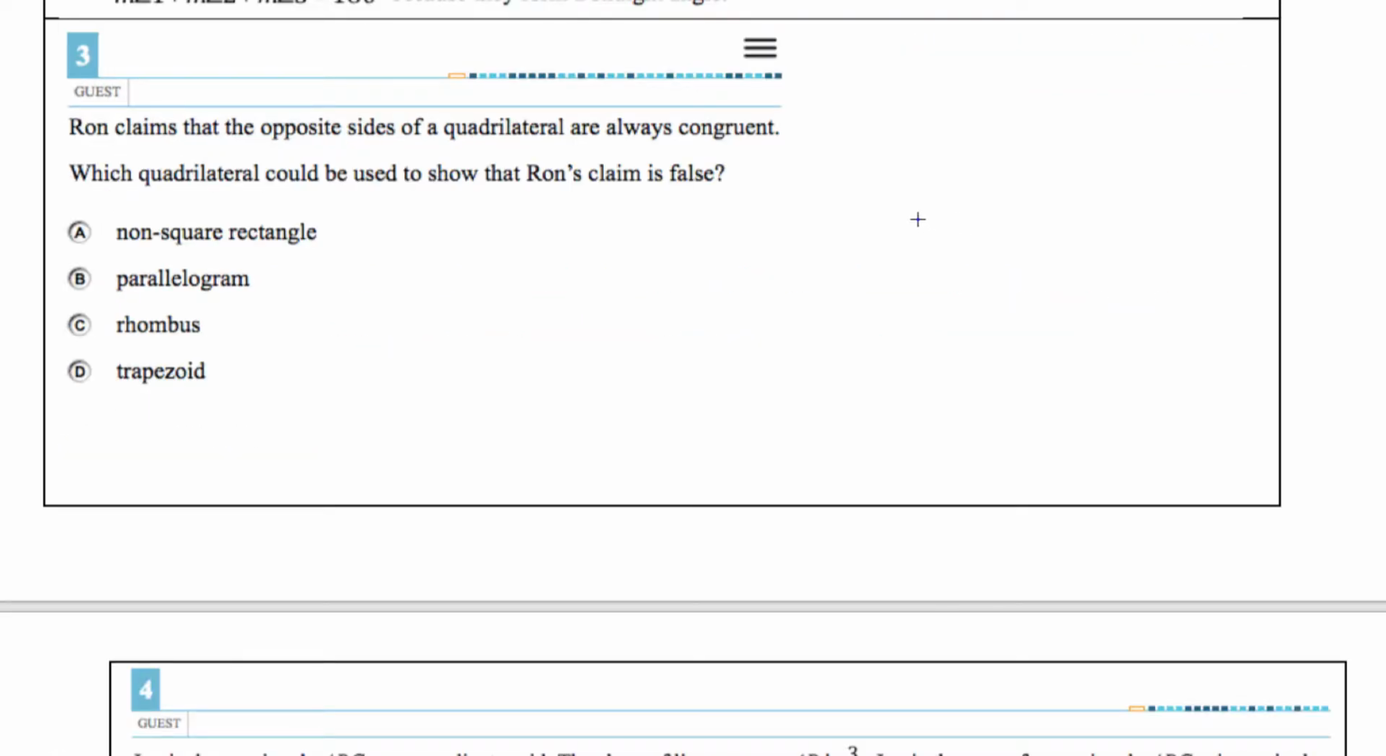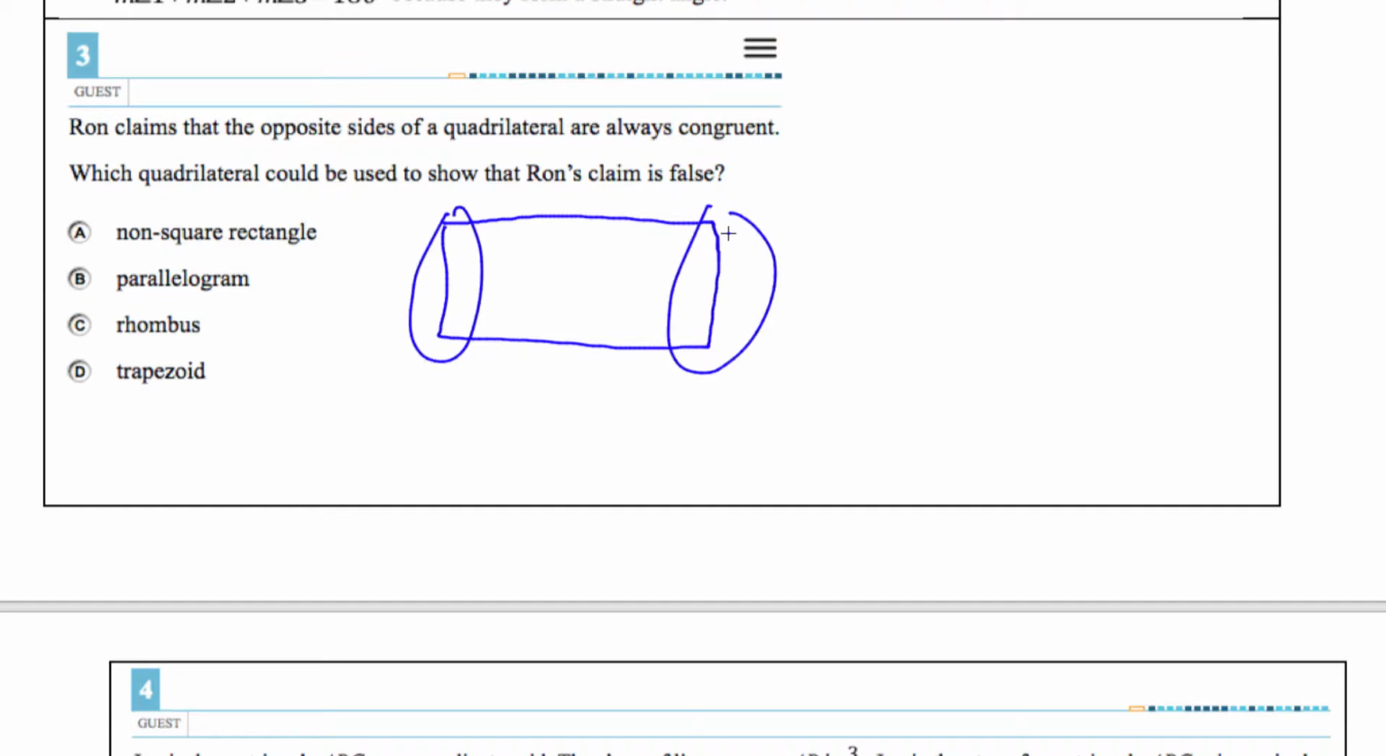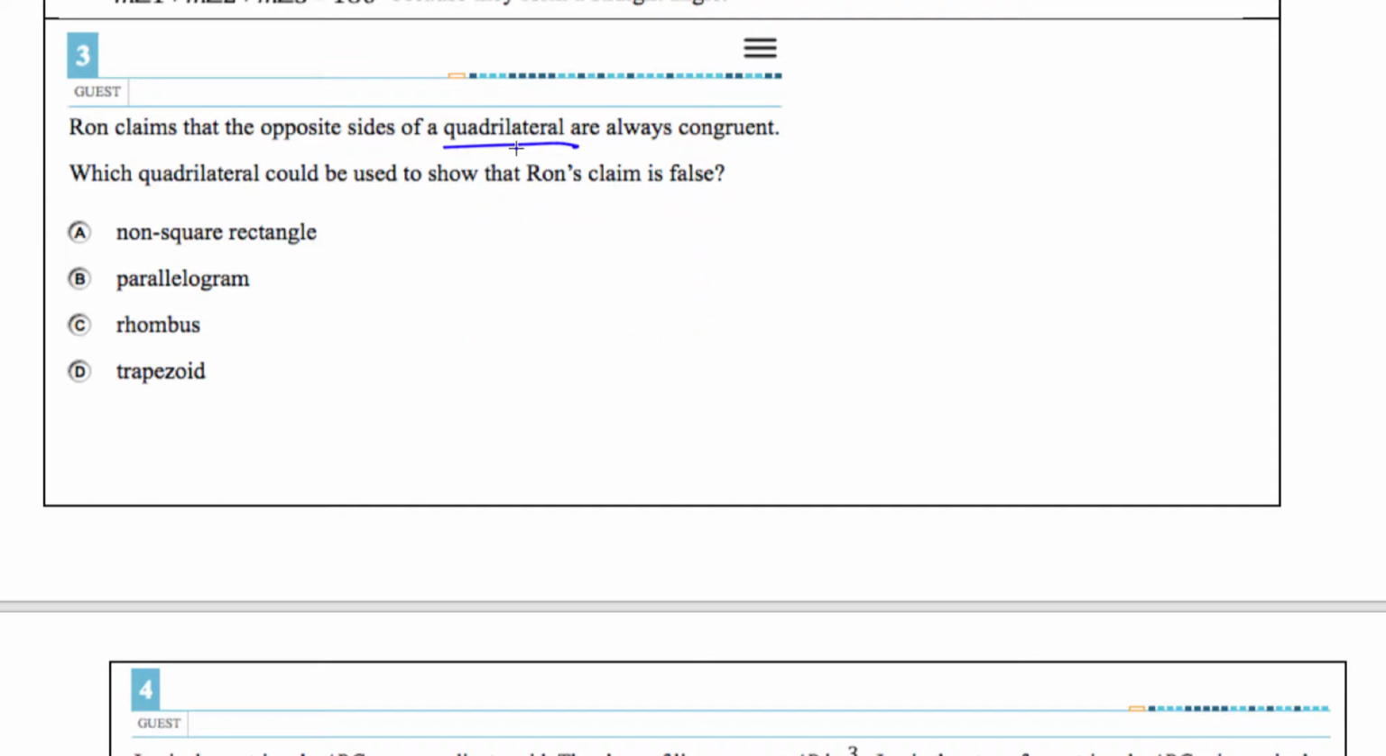For number 3, Ron is claiming that the opposite sides of a quadrilateral are always congruent. Just to give you an idea of what's going on here, he's saying if I have, I don't know, a rectangle, any quadrilateral really, that this side and this side are always the same length. They're always congruent. So we need to disprove him, and we just have to make sure that we're using a quadrilateral.